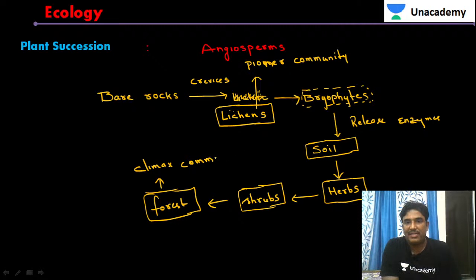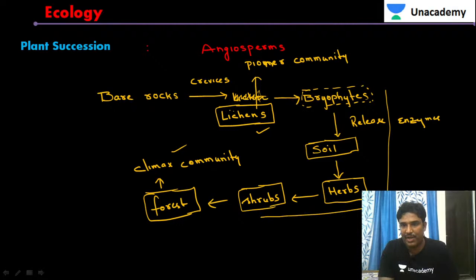In the plant succession, the pioneer community is no doubt the lichens. Lichens are called the pioneer community, whereas the forest is considered a climax community. Then we have seen the bryophytes, and from bryophytes to shrubs. All these together are called seral communities.